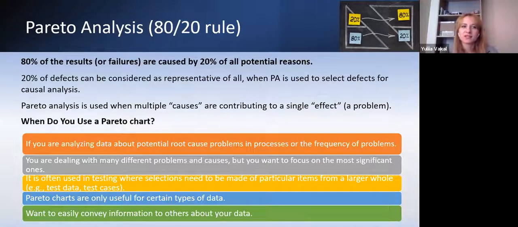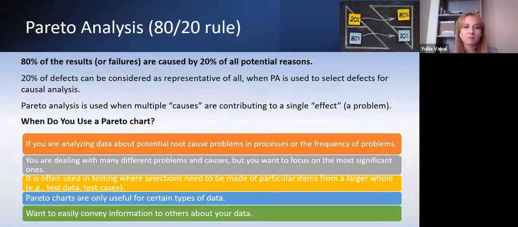So if you know that this 20-80 principle works, for instance, when you have a selection of defects or test cases and you don't have time to try everything, to test everything, you can just select 20% of them, and based on this 20%, you should do your work. The 20% of defects, for instance, can be considered as representative of all, and for test cases as well.